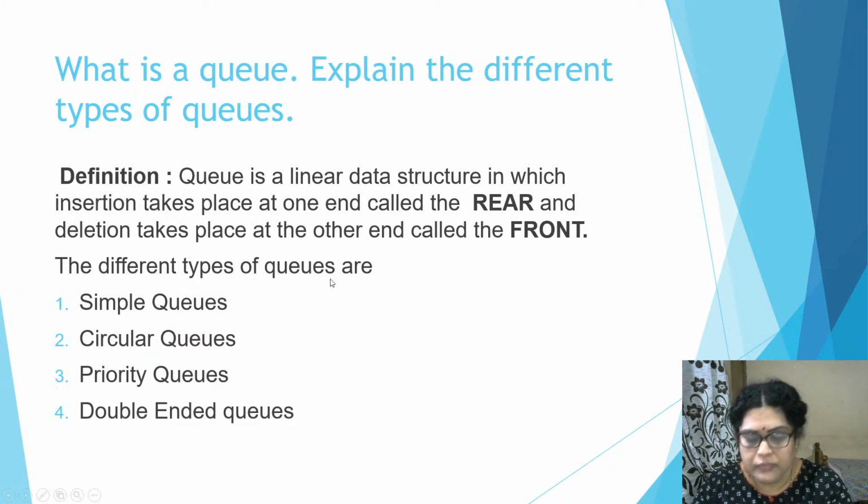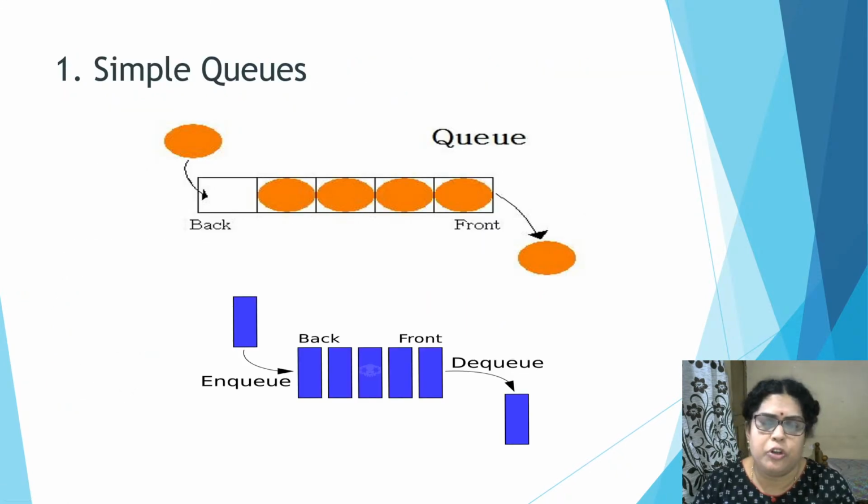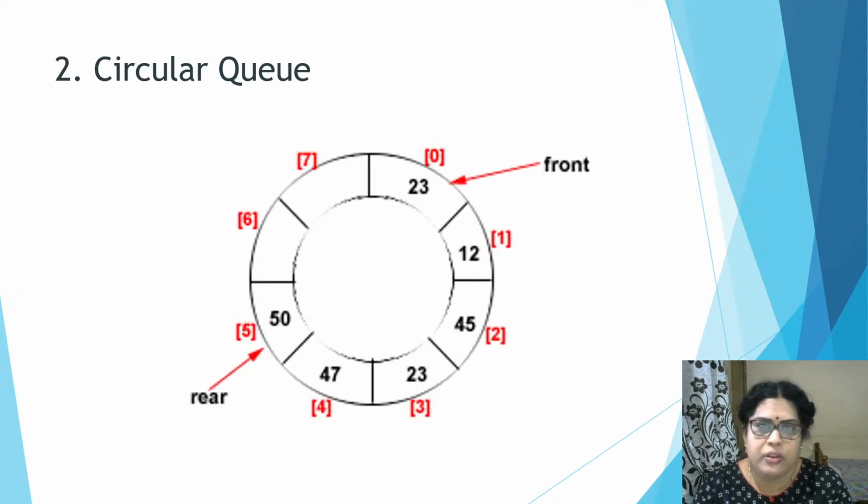I have just shown you the diagram here. I have not written the explanation. So what's a simple queue? Simple queue is the same definition. You should write the definition for queue. So in simple queue, the insertion takes place at one end, which is called the rear of the queue or the back of the queue, and the deletion takes place at the front of the queue. And circular queue is a queue in which the rear end again points back to the front pointer. So that is known as circular queue.